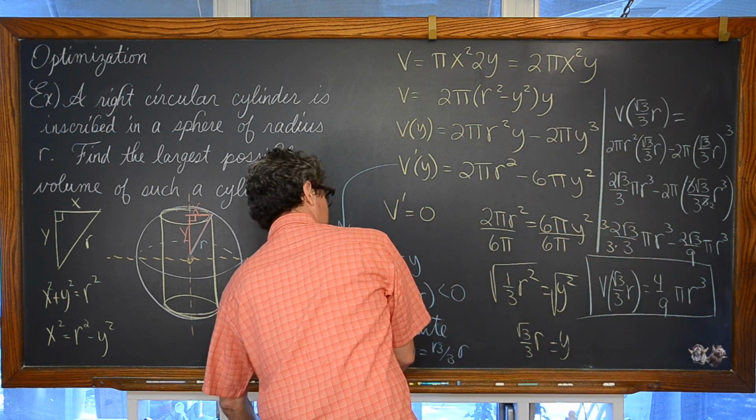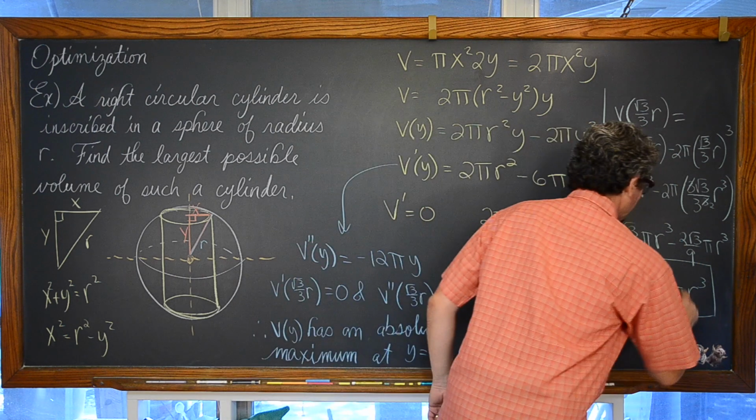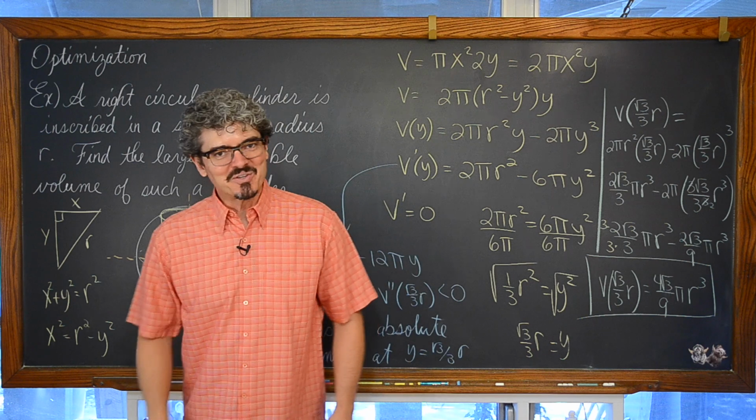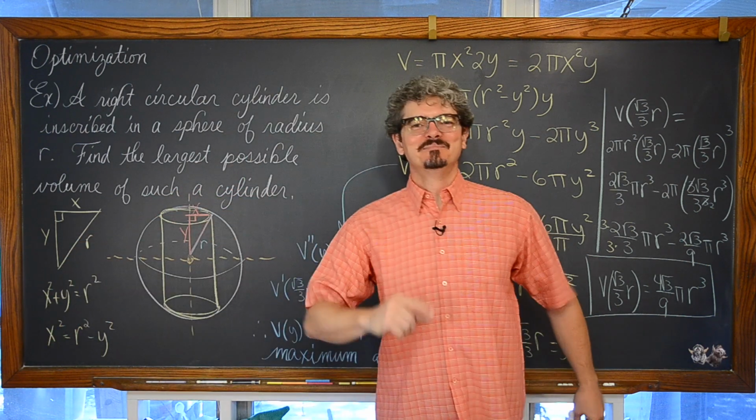Let's try that again. V of square root of 3 over 3 r is equal to 4 square root of 3 over 9 pi r cubed. I'm Mr. True. Bam! Go do your homework.